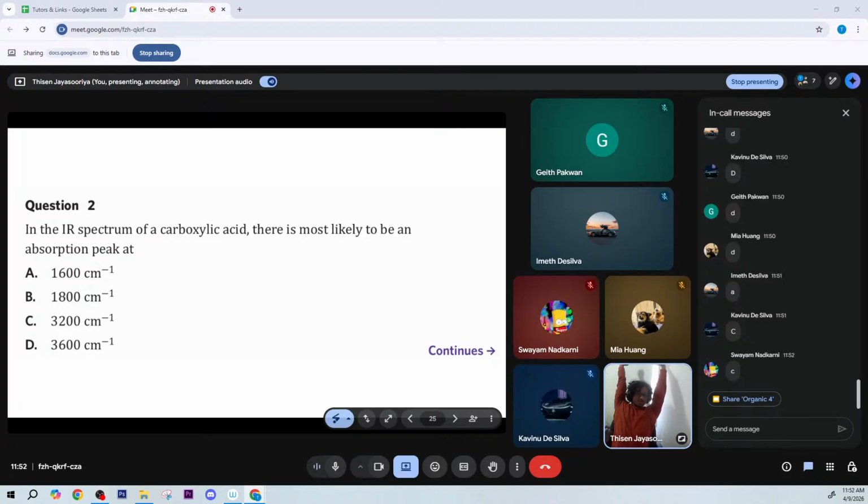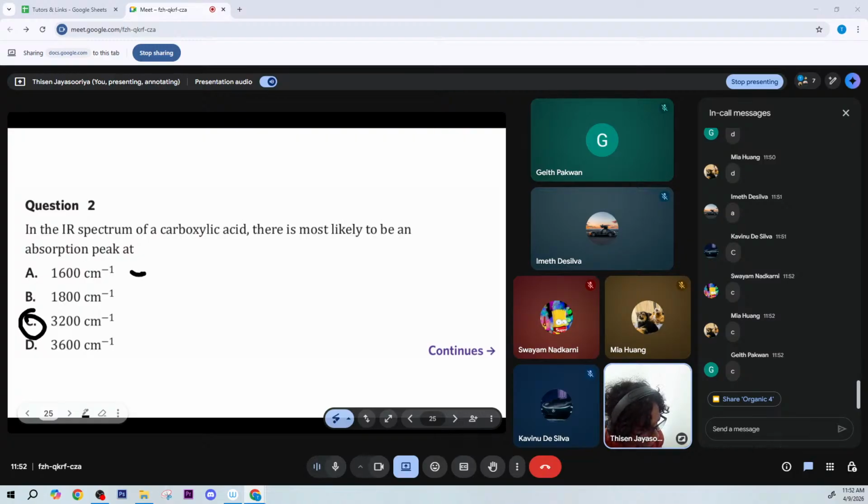We have C. We have C. Wesley, what do you think it is? A, B, C, or D? C. Yeah, it's C here.